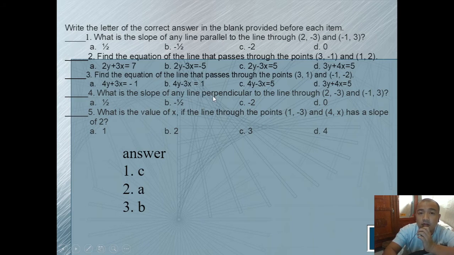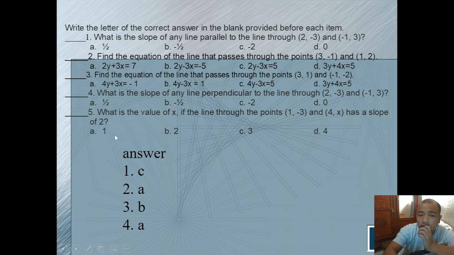Yeah, that's the answer. Next, for number 4, what is the slope of any line perpendicular to this line? 2, -3, -1, 3. So they have the same given as number 1, and the slope is -2. So if they are perpendicular to each other, we'll just get the negative reciprocal of -2, which is +1 half. A is the answer.